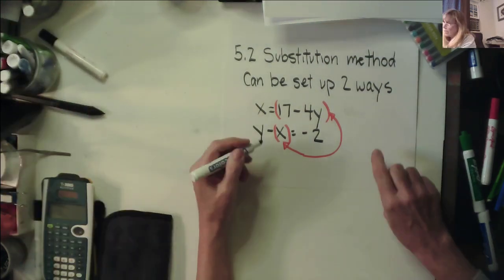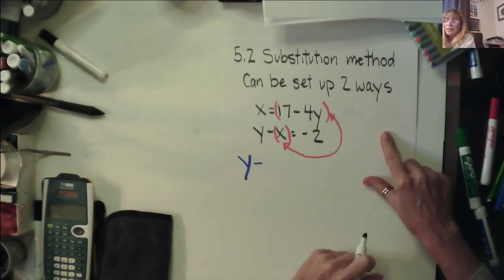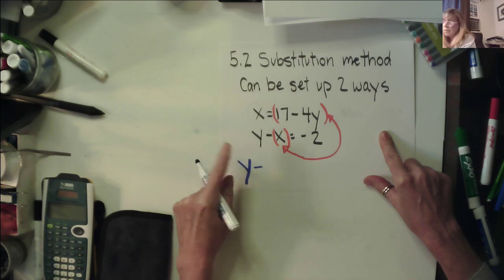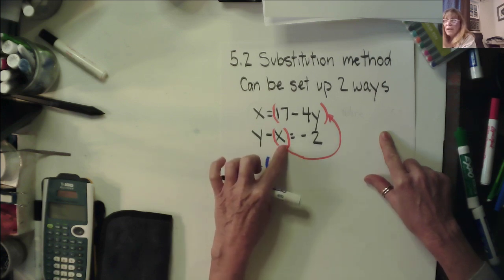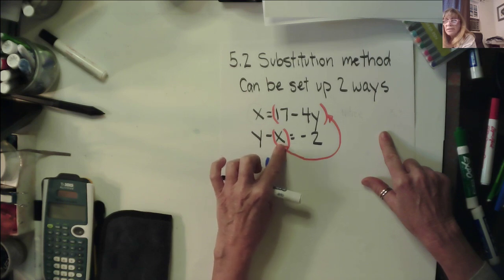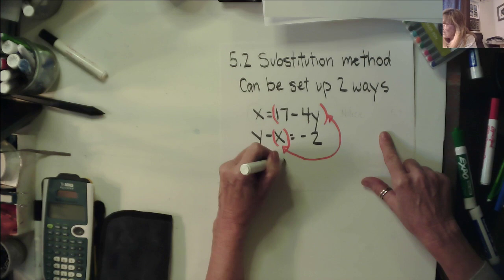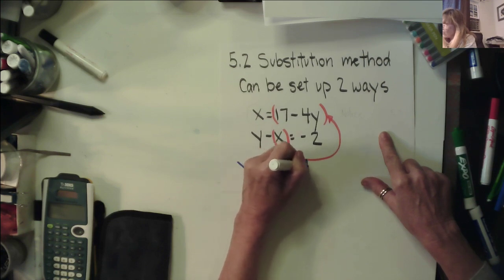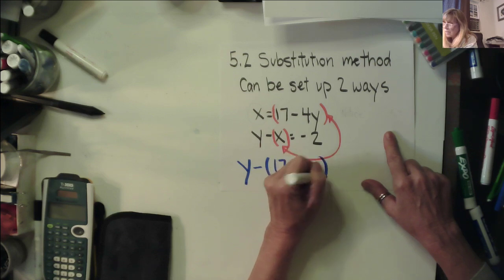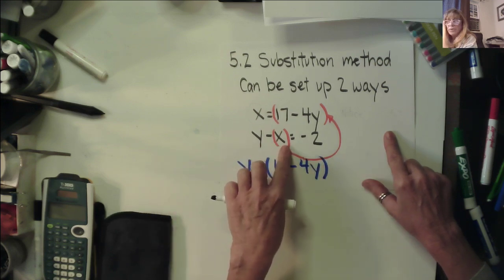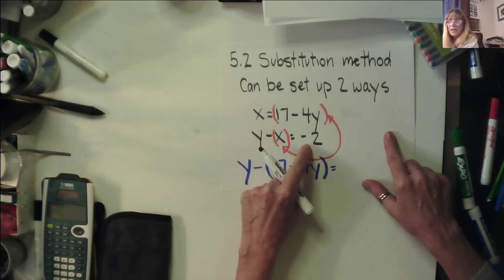Okay, here we go. So this is going to become y minus. I bring down the y and the minus. Now it has a parenthesis, but I'm not going to put x. I'm going to put this new name here, 17 minus 4y. I'm going to close the parenthesis. I'm going to put the equal sign, and I'm going to put -2.